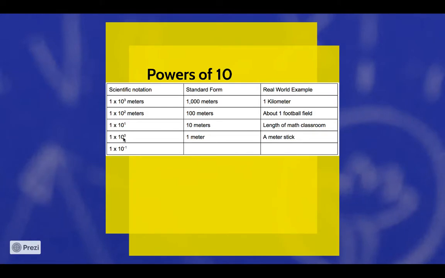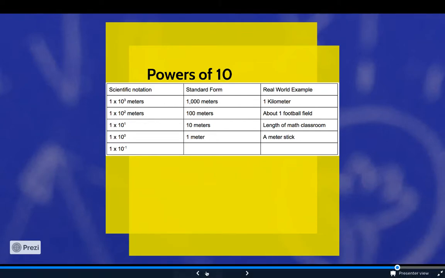And then here we see that power of 0 again. 1 times 10 to the 0 would just be 1 meter. Kind of picture that meter stick. So again, the question is, what would this negative exponent be? That's something that we're going to explore.